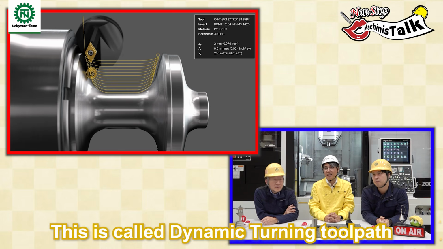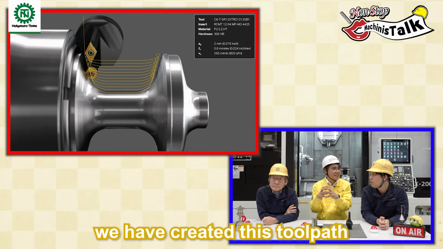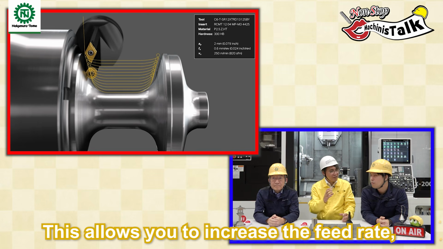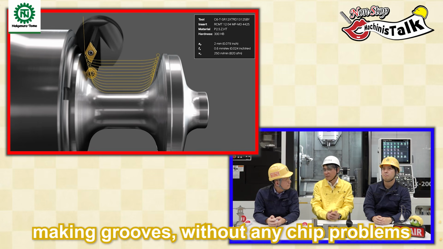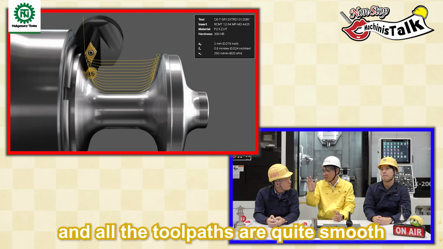Yes. So this is the so-called dynamic turning tool path. We, together with the CAM suppliers, have created this kind of tool path. As I said, increasing the feed rate, making the grooves without any long chip problem. So you can see a lot of circles, so that all the tool paths are quite smooth. Oh, it's very interesting.